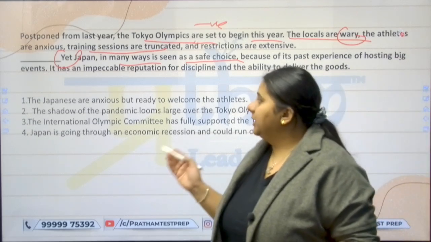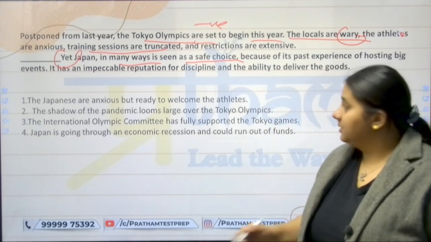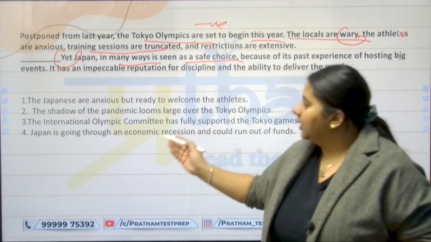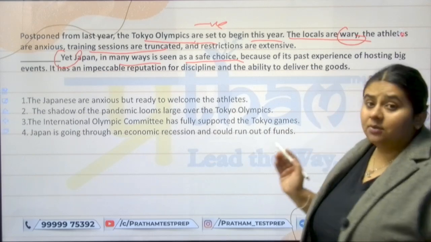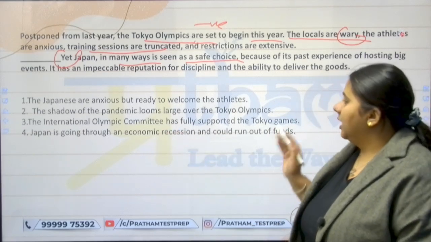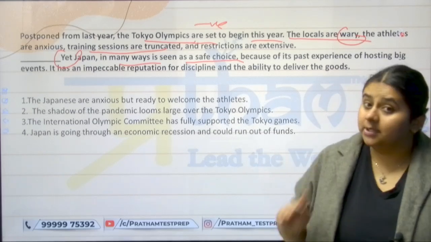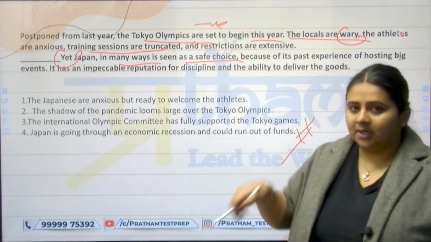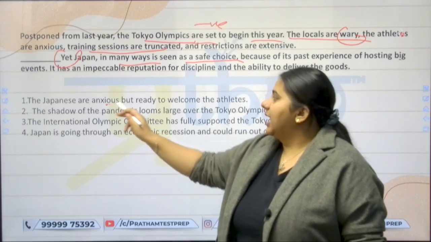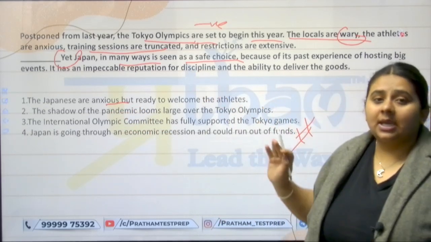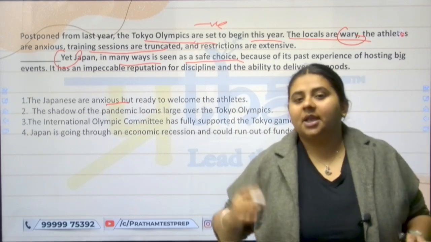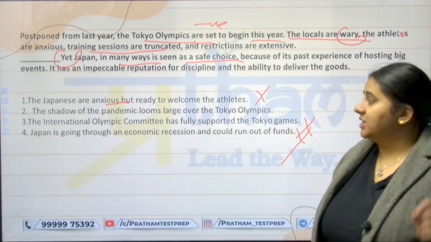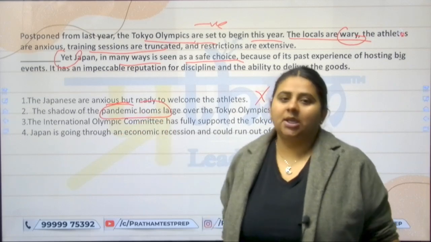Now, the Japanese are anxious but ready to welcome the athletes. The shadow of the pandemic looms over the Tokyo Olympics. The International Olympic Committee has fully supported the Tokyo Games. Japan is going through an economic recession and could run out of funds. First thing, it's not about funds, it's not about supporting. So third and fourth are gone. Japanese are anxious. Are they anxious? They are not in tension, but that is not the stance of Tokyo. So can I say A is also gone? Now you must be wondering, nothing was given about the pandemic.